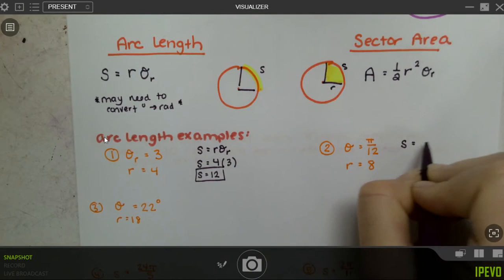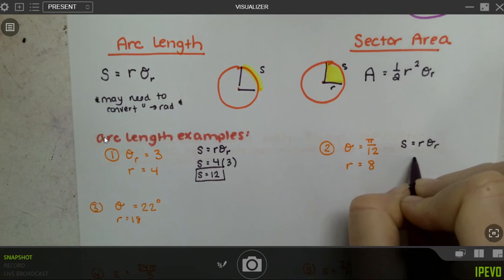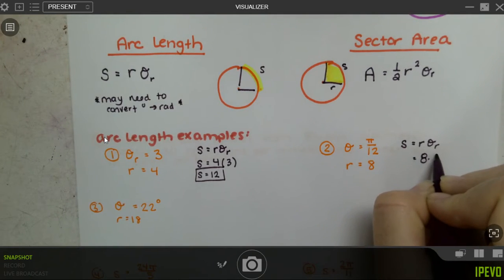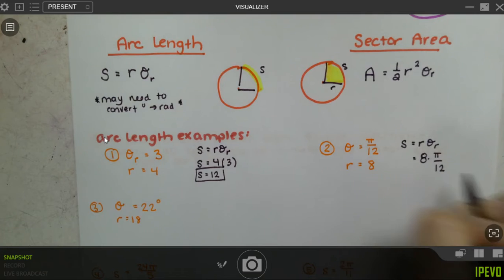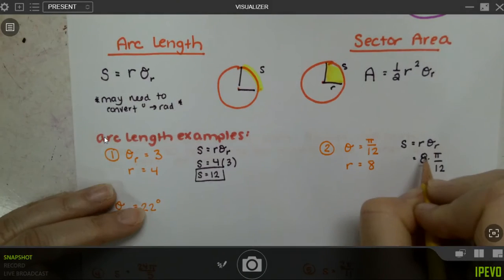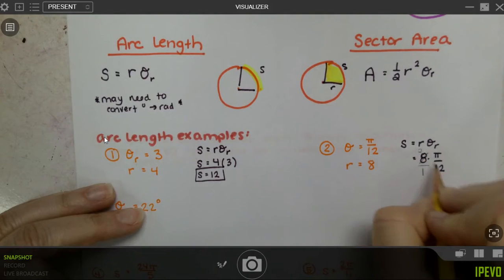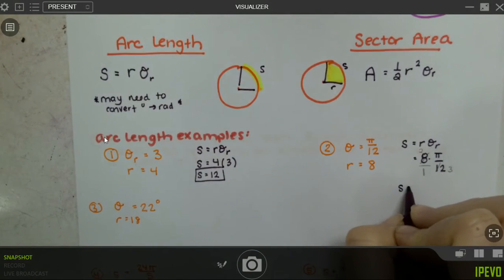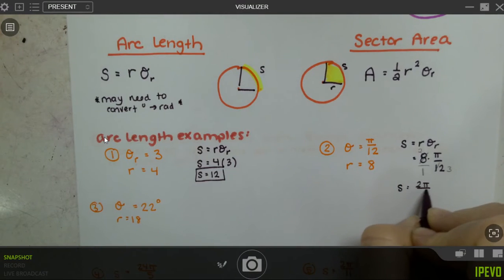So we need to write the formula. The radius is 8, and the measure in radians is pi over 12. So we're going to go through and simplify. I like to put my 8 over 1, 4, 3. All right, so the arc length is 2 pi over 3.